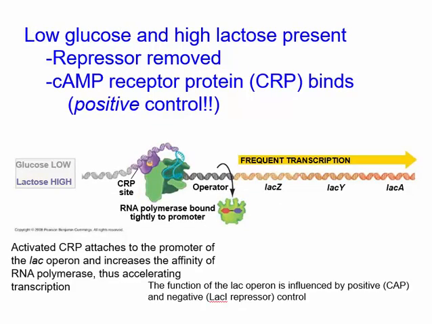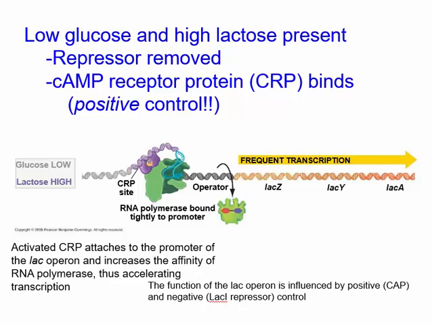That's what happens when we have low glucose. So here's now the scenario. It's like, okay, we don't have glucose. Let's use the lactose. Lactose is present. Off comes our repressor. Yes, we know all about that. And then here's that positive control. This cyclic AMP receptor protein, or CRP, it's the gas. It needs to be present to get frequent transcription from this operon.